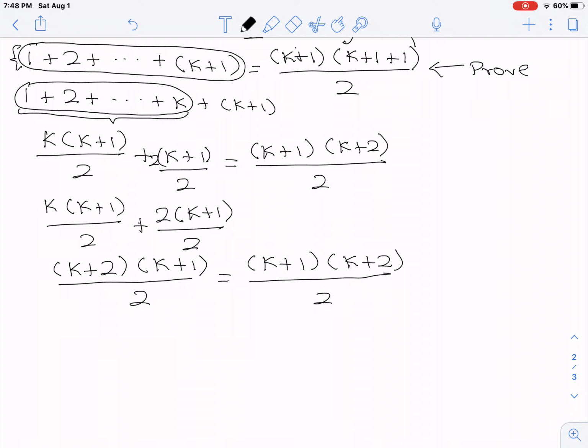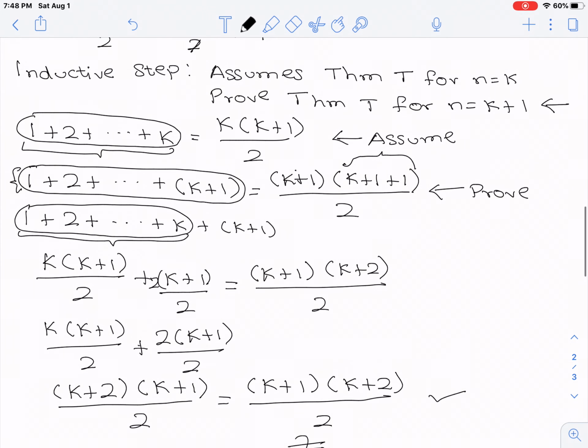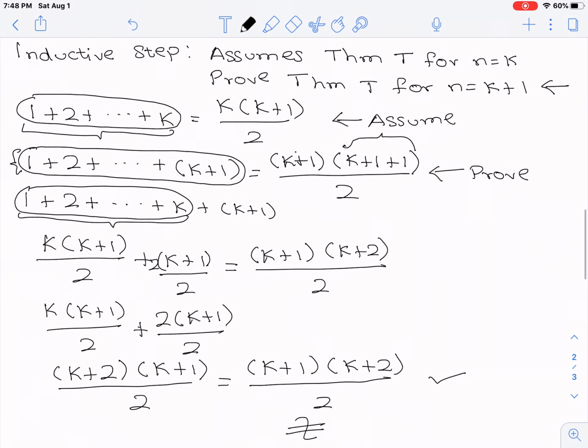And these two quantities are equal. So now we have completed our proof by induction. We have proven that the left side is equal to the right side, and thus the theorem, if we assume n is equal to k, holds for n is equal to k plus 1 as well.